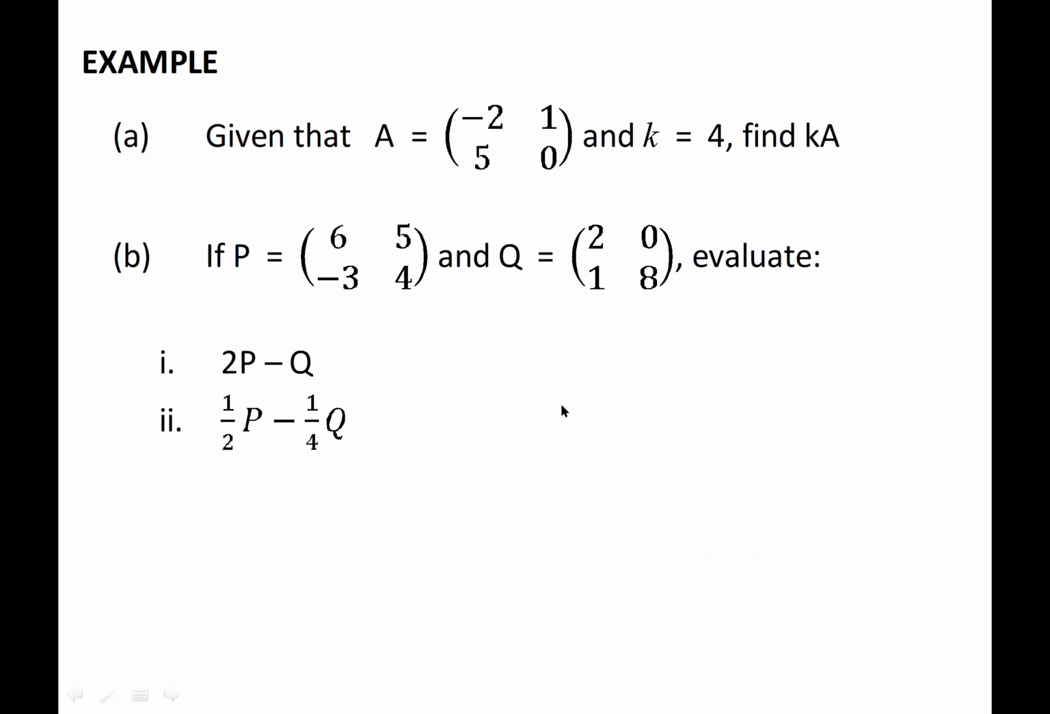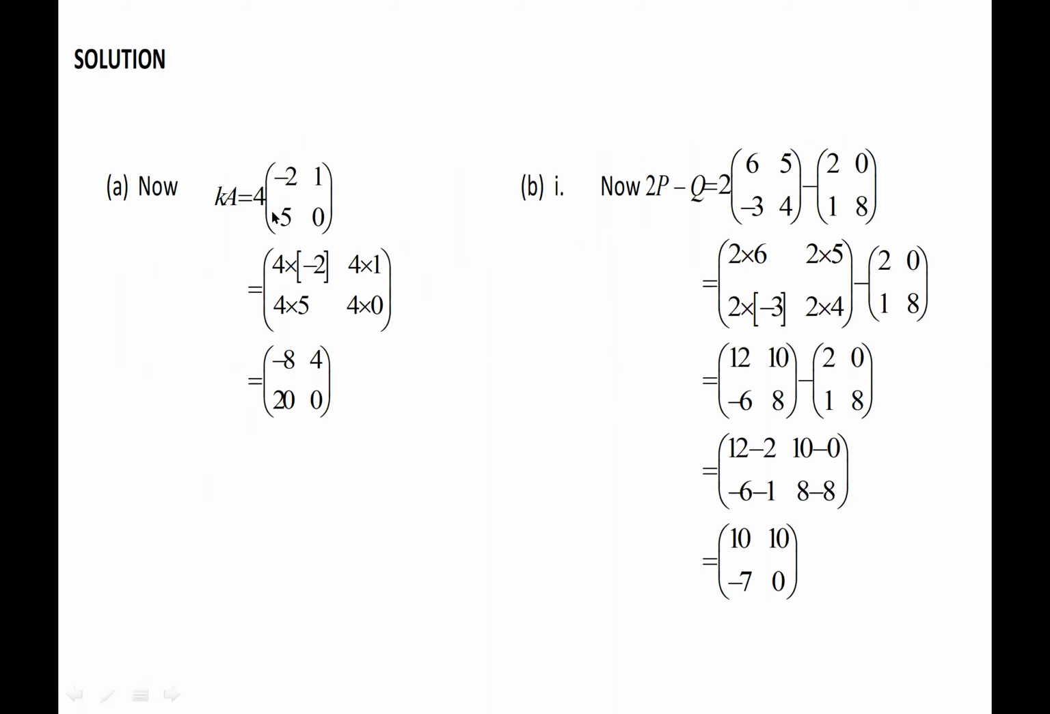So let's look at these, for example. In A, given that A is this matrix and K is this number, if we have to find KA, it means that 4 has to be multiplied by this matrix A. Okay, so that means that 4 has to be multiplied by each element in there.